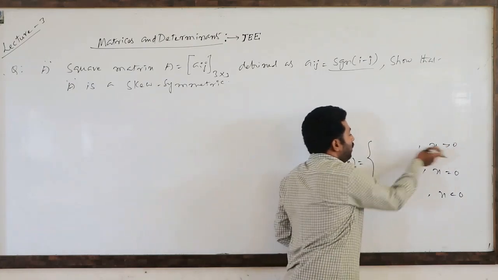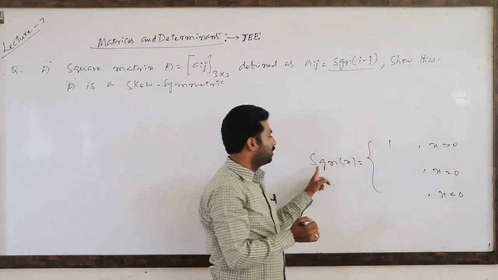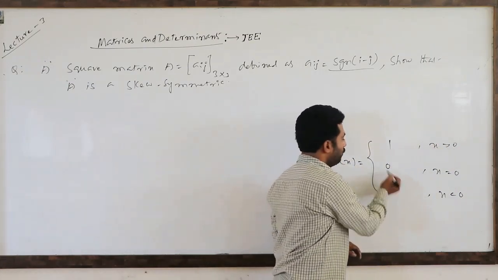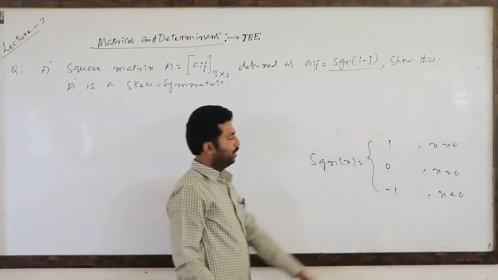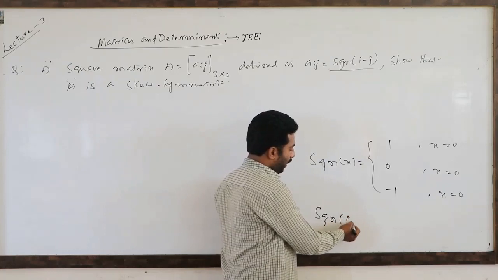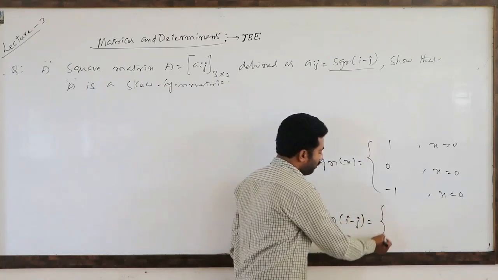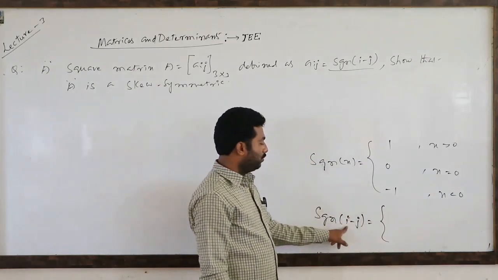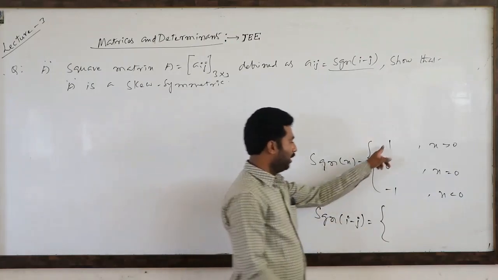If x is more than 0, then the signum function of x is 1. If x is 0, it is 0. If x is less than 0, it is minus 1. Similarly, consider the signum function of i minus j. Very simple, instead of x we are taking i minus j.